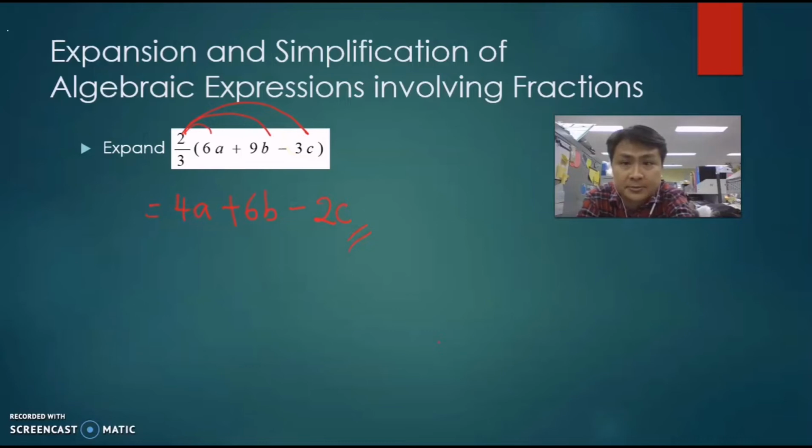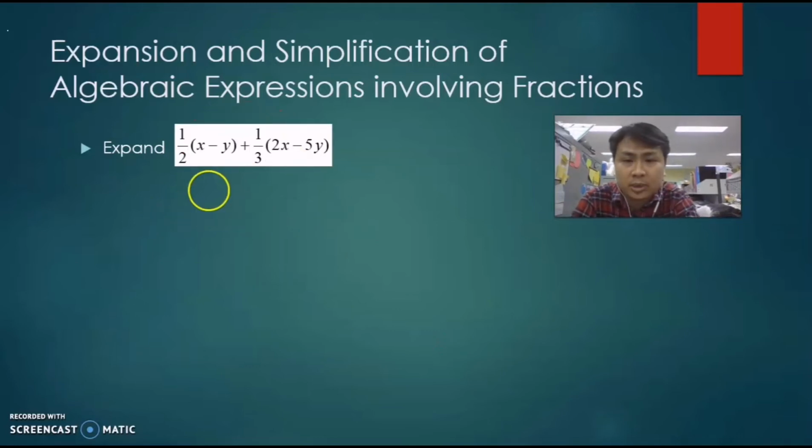Are you clear about this? Alright, next we take a look at another example where it involves the expansion of 2 distributive laws. So notice that there's a plus in between the sets of brackets now. We only apply distributive law when we see brackets after a number. So we only apply distributive law to half, to x and negative y. That's all we will apply to.